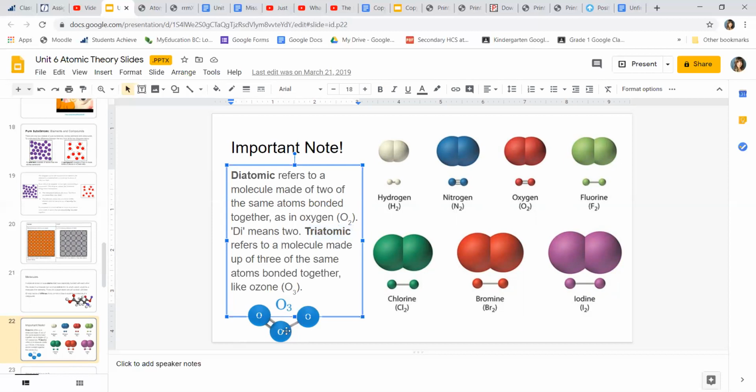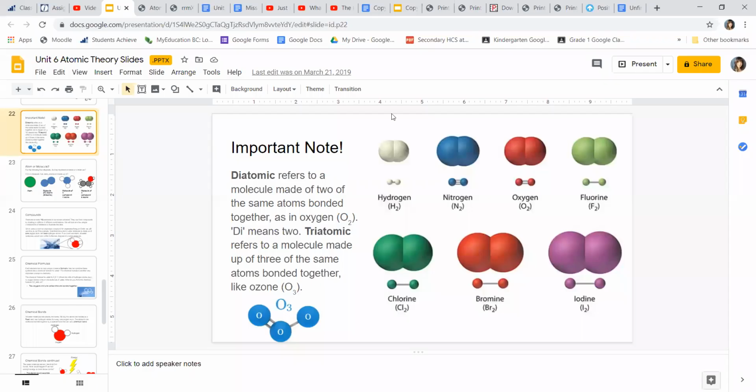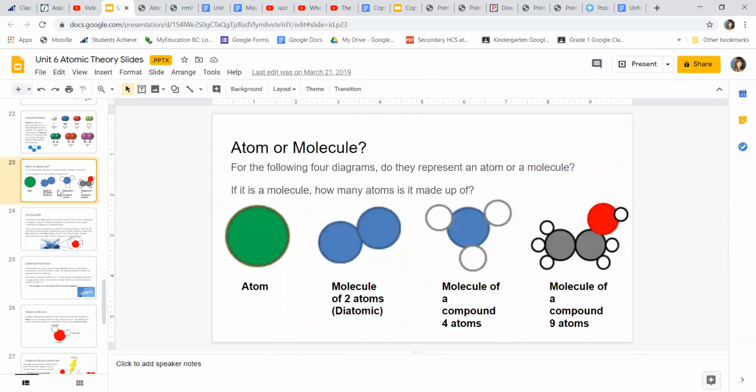So you see here, the O3, they're all chemically bonded to each other, but they're all the exact same atom. All right, so they're all the same atoms, but they're chemically bonded to each other, and there's three of them, so it's triatomic. Whereas here we see H2, N2, O2, F2, and so on, we only have two that are chemically bonded to each other. So that means it's a diatomic molecule. All right, hopefully again, that makes sense. You can feel free to let me know if it doesn't. All right, moving on to the next page here.